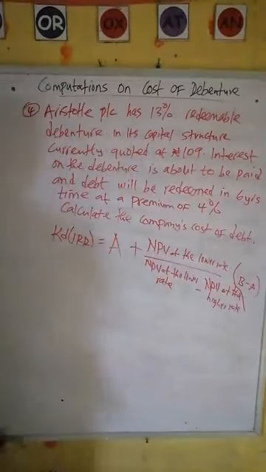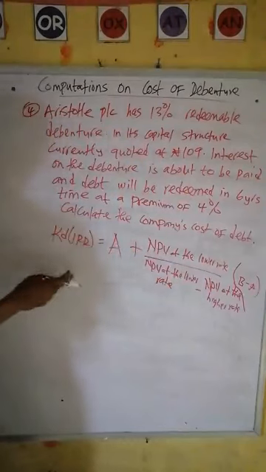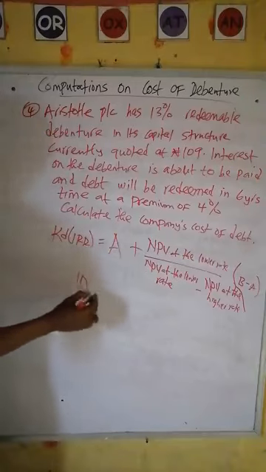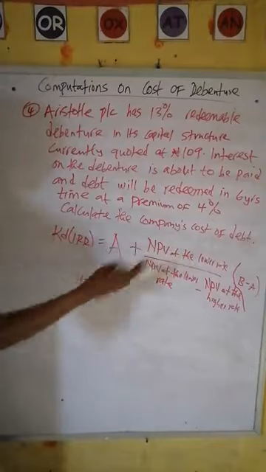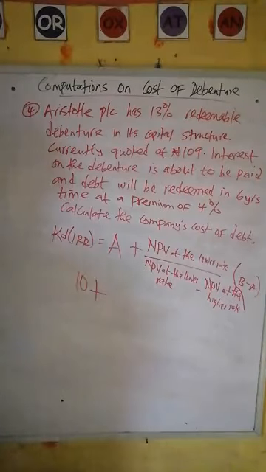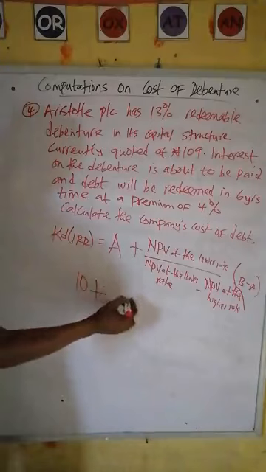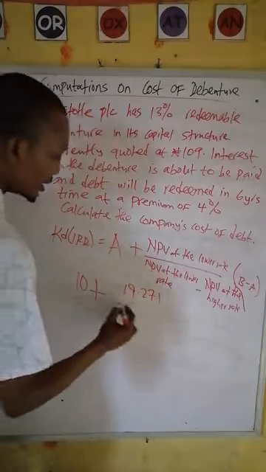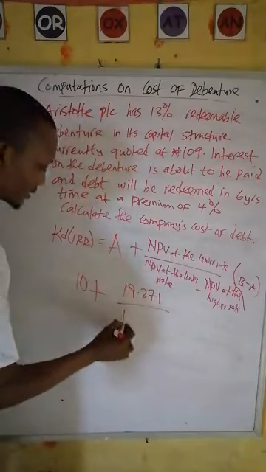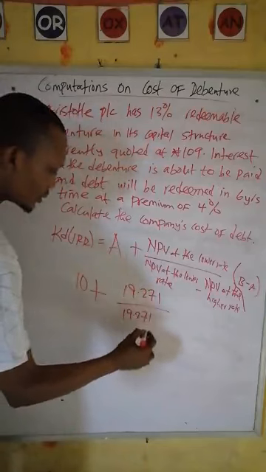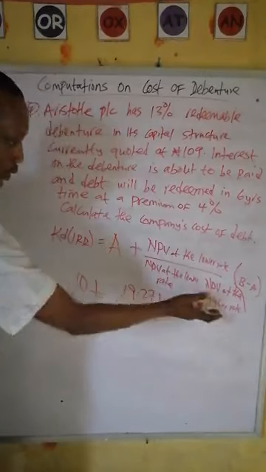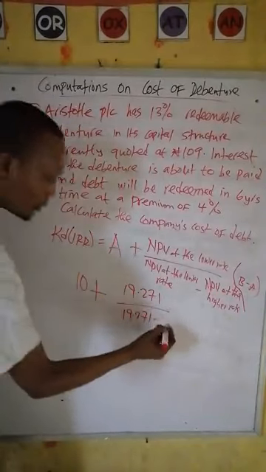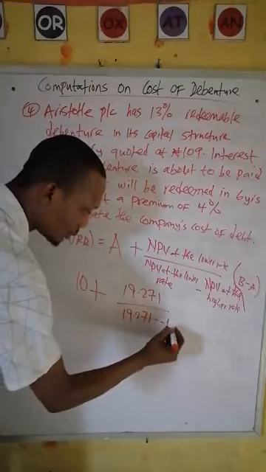So what is our A? We have defined this concept in our previous videos. So A is the lower rate. What is the lower rate in the question? 10. 10 plus NPV at the lower rate. What is NPV at the lower rate? We computed it to be 19.271 all over NPV at lower rate 19.271 minus the NPV at the higher rate. We computed that to be 1.88. So minus 1.88.